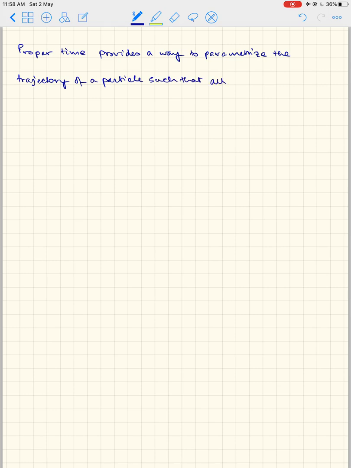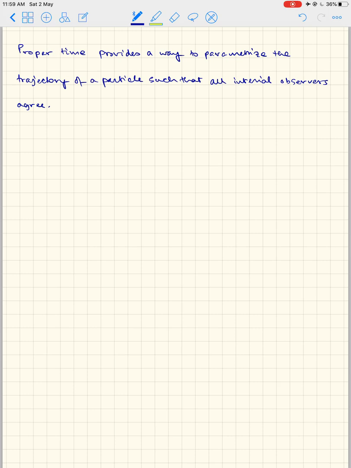Let me write the sentence down for you. Proper time provides a way to parameterize the trajectory of a particle such that all inertial observers agree. This is an important thing.